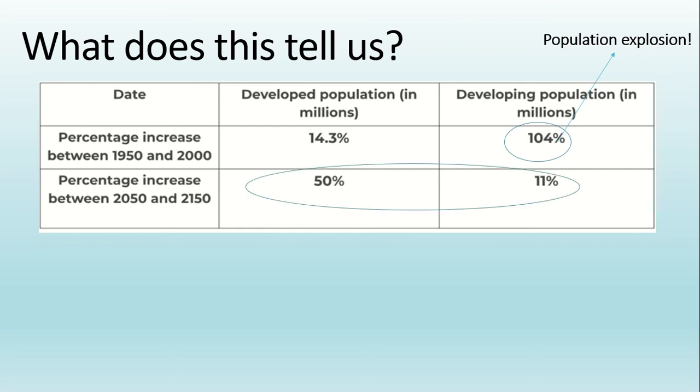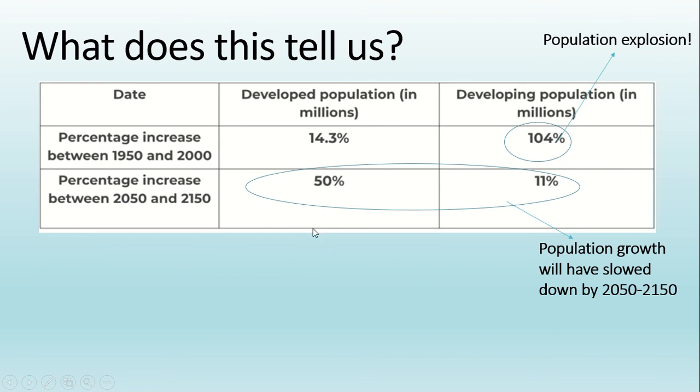And also it's telling us that in the future, from 2050, so 29 years away, population growth will have slowed down, especially in developing countries. Have a look at that. So in 50 years, population would have slowed down from increasing at a rate of 104% to only a rate of 11% in developing countries. Whereas in developed countries, it slightly increased, but generally it would have slowed down population growth.